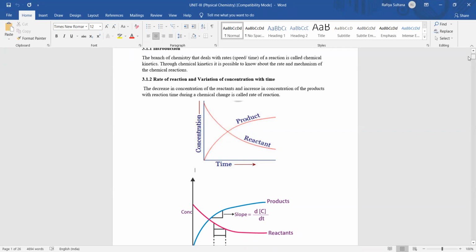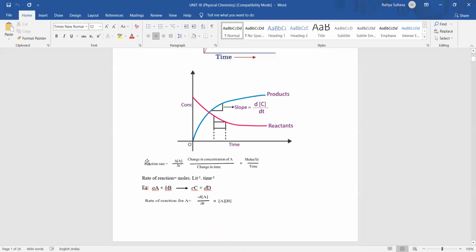So whenever you write the rate of a reaction, how do you have to write? This is the mathematical expression for expressing the reaction rate: change in concentration of the reactant or product by change in time. Generally we represent the concentration term with a square bracket, and change is represented with a derivative.